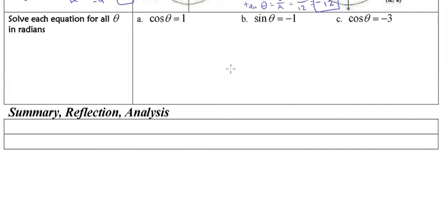All right, last part here. We've got: solve each equation for all theta in radians. And we can do this in degrees as well, and actually I think we will do it in degrees just to illustrate it to you. Now remember, cosine and sine, they're talking about the angle made on the circle here.